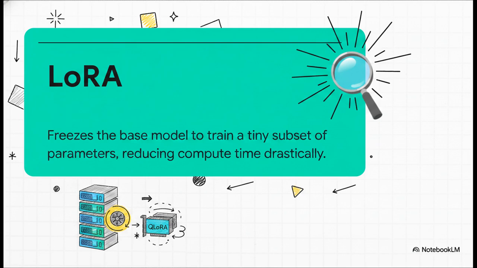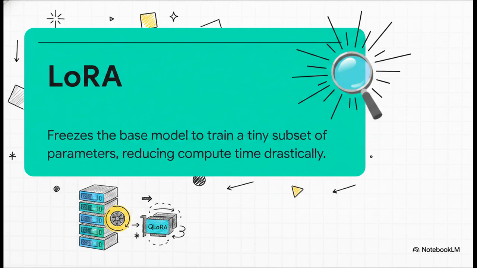It stands for low-rank adaptation. See, in the past, fine-tuning meant updating billions of parameters, which cost an absolute fortune in server time. LoRA is basically a clever shortcut. It freezes the massive base model and only trains a tiny, highly specific subset of new parameters. This means you can fine-tune a model on a single commercial GPU in a matter of hours rather than weeks.